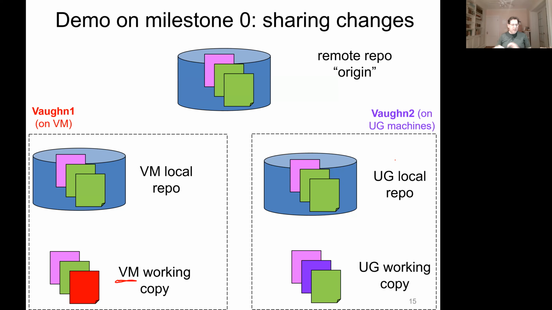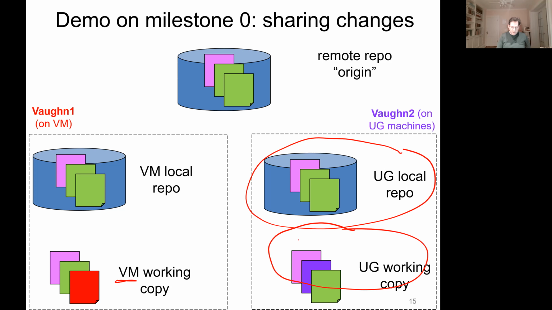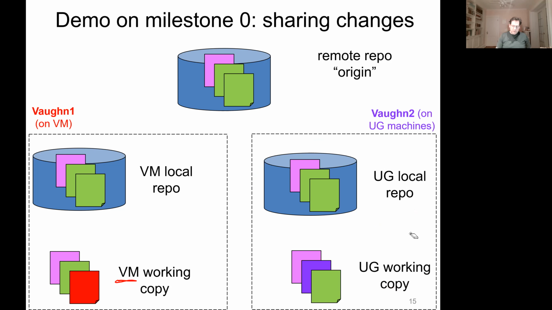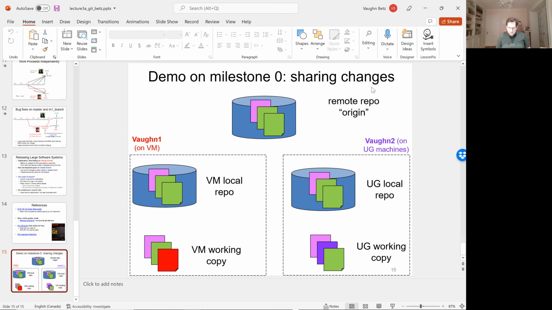I also have a UG session open. On the UG machines, they all share one file system. So no matter which UG machine you log into, you're always connected to the same local repo and the same working copy. But basically, if you use a virtual machine and you use the UG machine, you're communicating through Git as if you were two different people. They basically communicate through the remote repository. So that's maybe useful to know if you use both the VM and the UG machine. It's also useful for doing a demo because I can essentially behave like I'm two different developers. Okay, so let me quickly show you that demo.